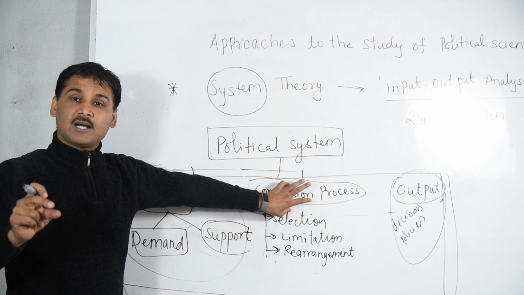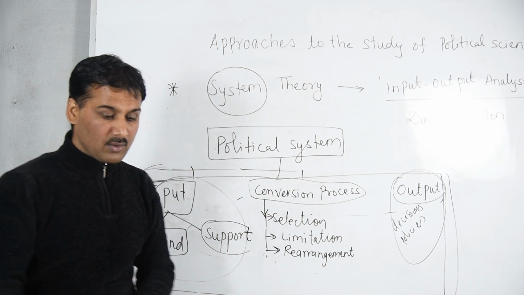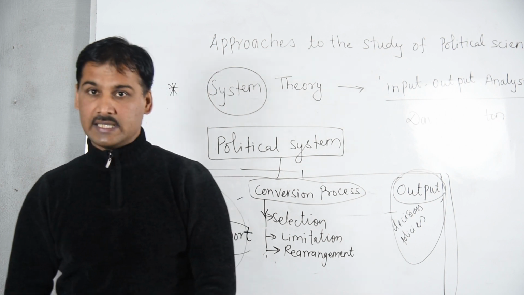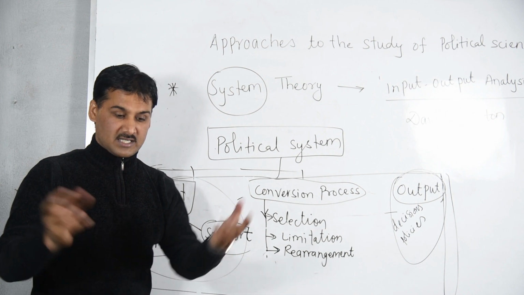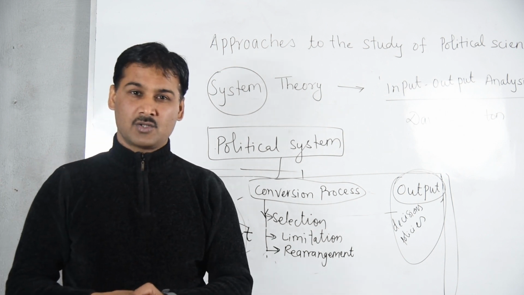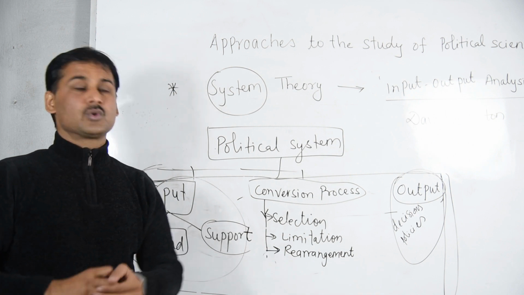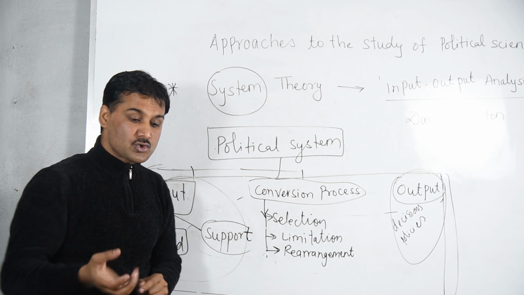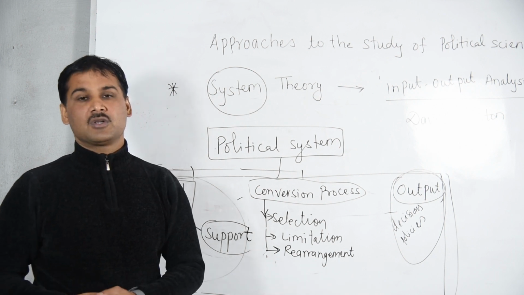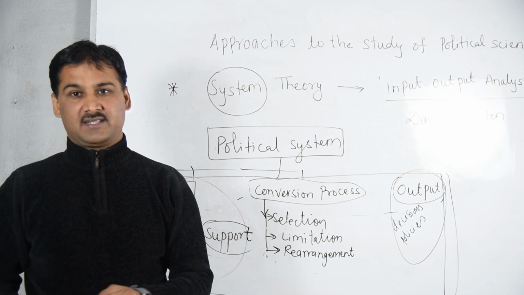the conversion process also depends upon the capability of the political system. How capable the political system is, how capable it is to extract the resources, or let's say financial resources, to mobilize the resources, to regulate the resources, to implement the activities, or to take control over individuals and goods. That is related to the capability of the political system.